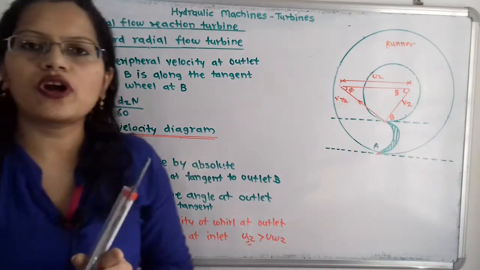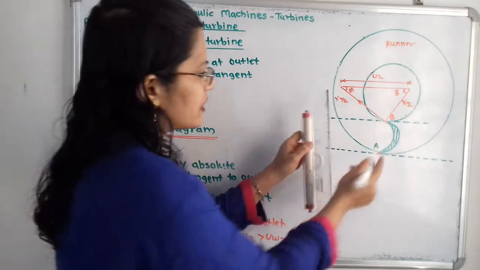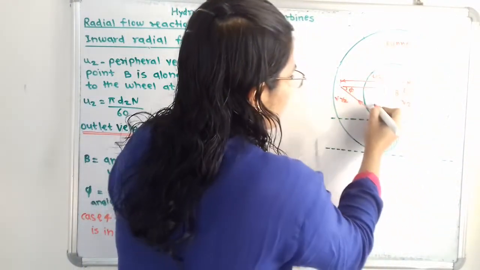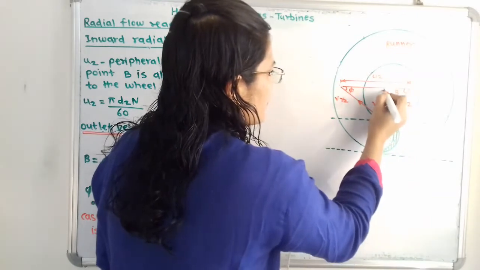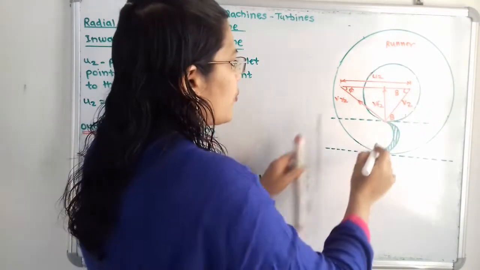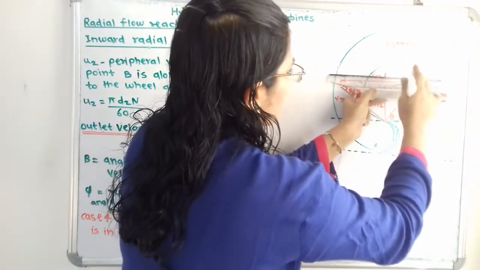Now I have to plot the velocity of flow Vf2. We know that we have to draw one vertical line from this outlet tip. So here is Vf2 and this is the direction. From this point to this end point, we can say that is the value for Vw2.